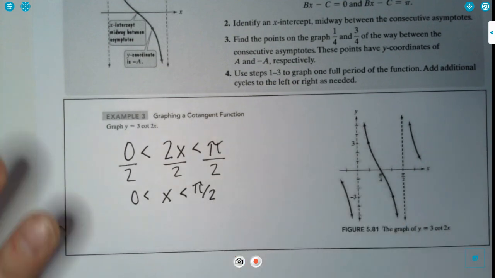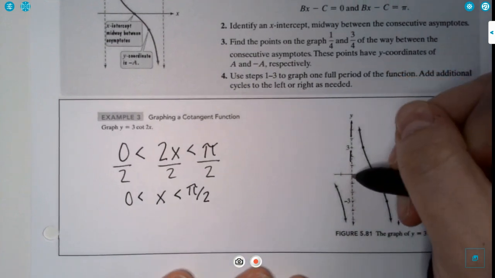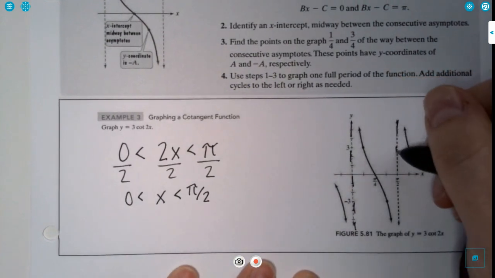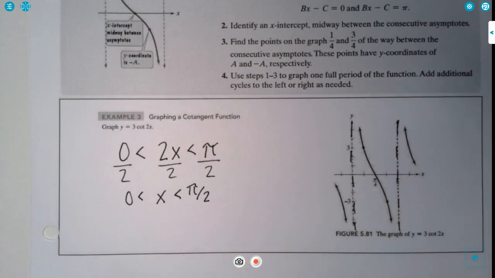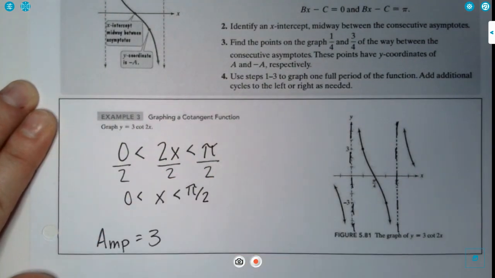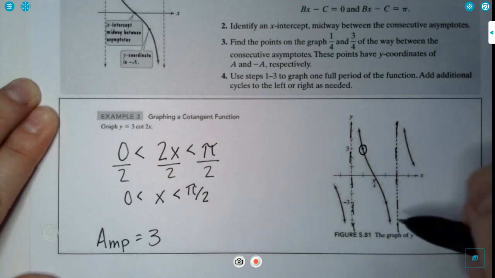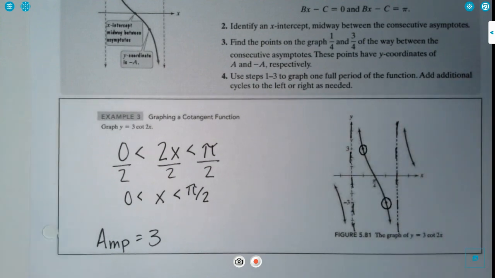So that means one repeat of this is going to happen between 0, which is right here, already graphed, and pi/2. Sorry, just put these on here because I don't want to graph them. And then the other thing is our amplitude. So our amplitude in this one is 3. So amplitude equals 3. So that's why this point right here is all the way up at 3. And this point down here is all the way down at -3.